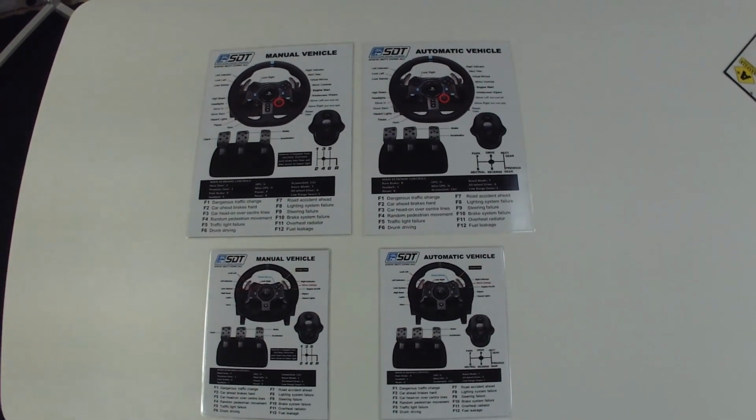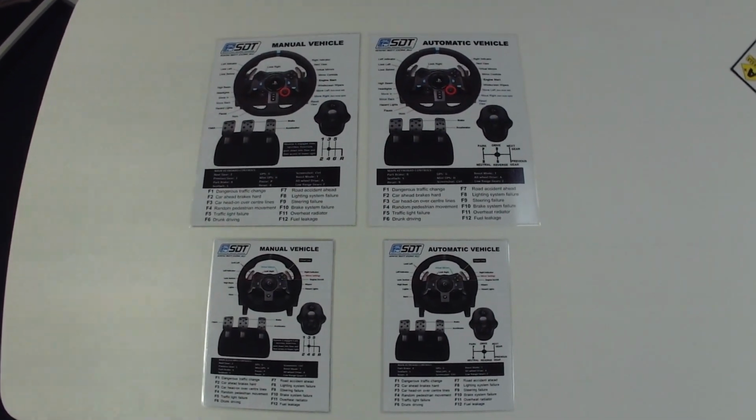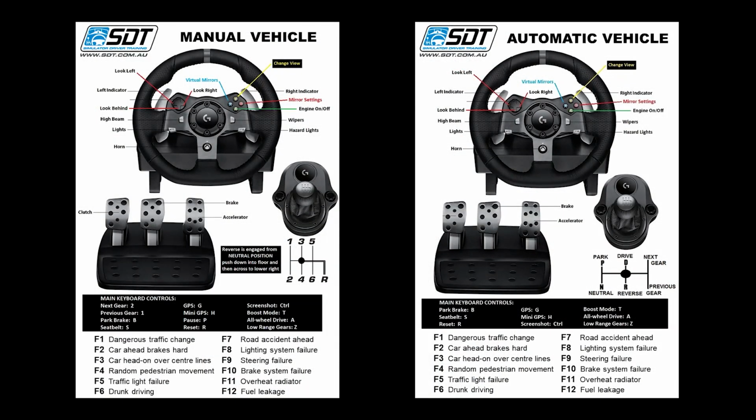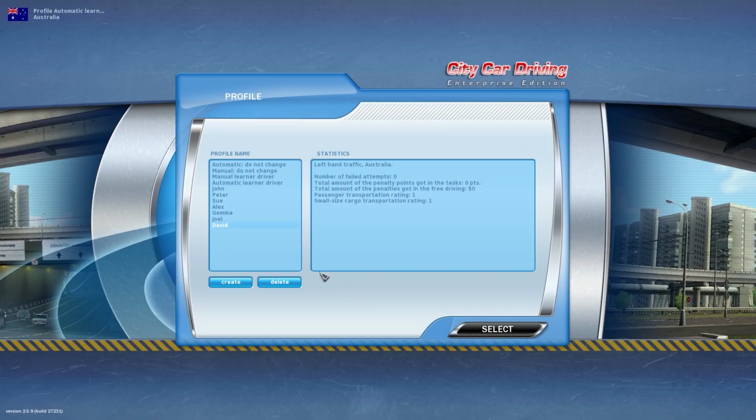We also supply printed maps of these controls for both automatic and manual vehicles. These posters can be displayed near the simulator so that users can get an idea of what each button does. These maps are also saved onto the simulator computer and a shortcut put onto the desktop. Ideally, these master "do not change" profiles should not be altered.